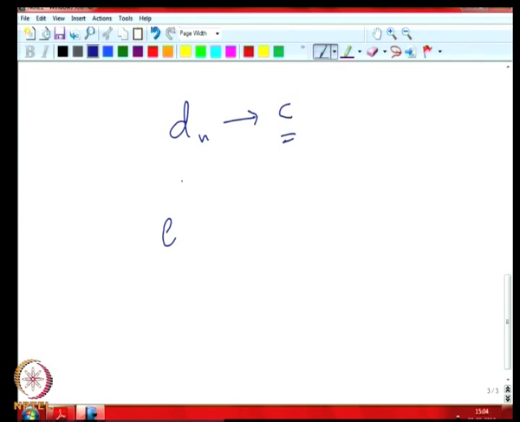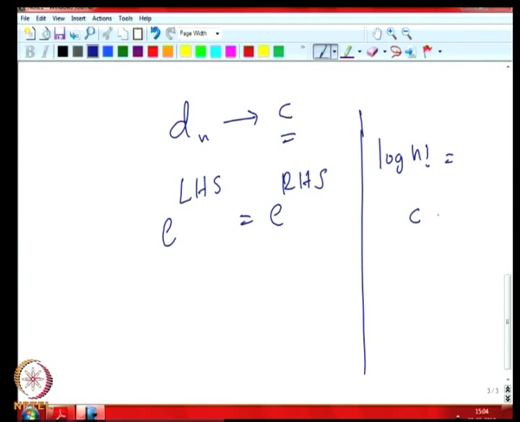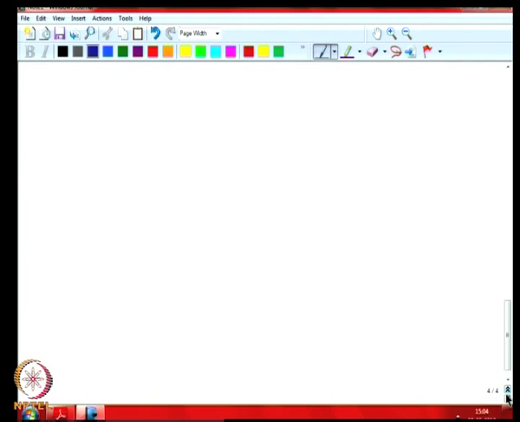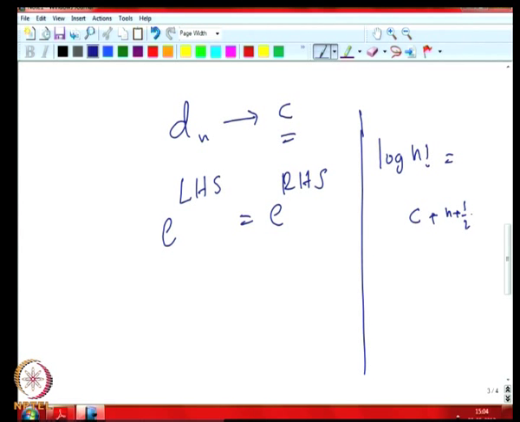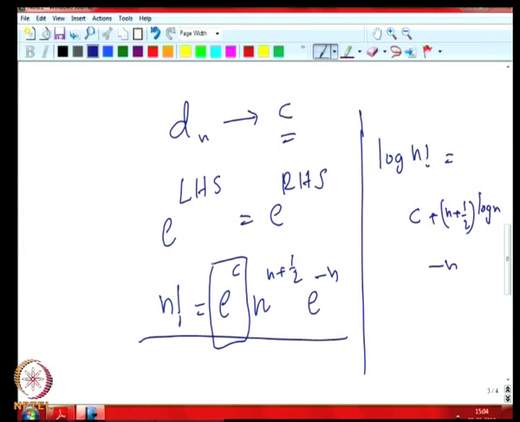If you do that, e power LHS equal to e power RHS in this equation, that means log n factorial equal to c plus n plus half log n minus n. Now if you take e power LHS, this will be n factorial, equal to e power c into n raised to n plus half into e to the power minus n. The only thing is, what is this constant. This requires a little more work, and then it will be shown that this will be root 2 pi. So, this I will not do.